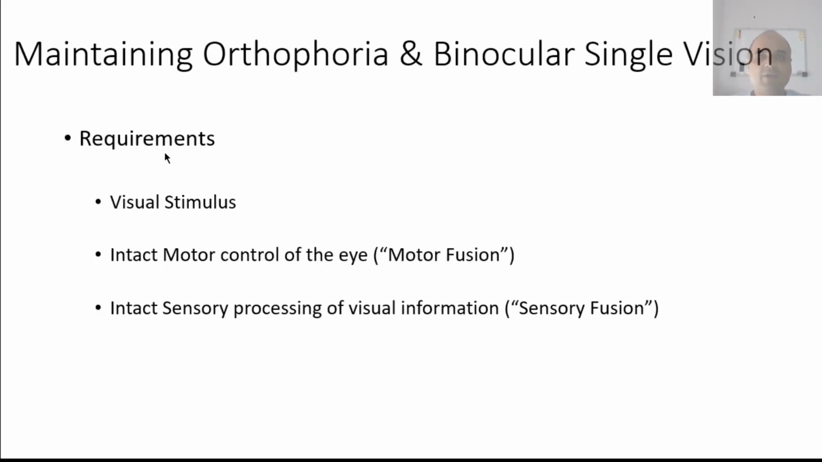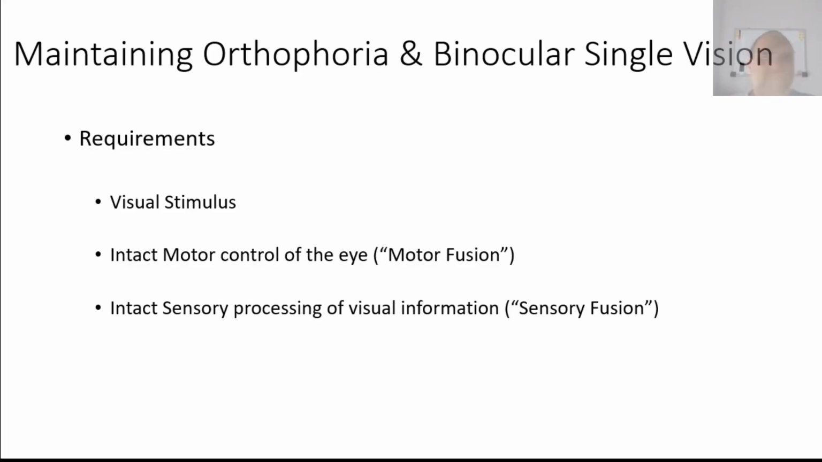So this is the requirement for having binocular single vision. You must have a stimulus so that your eyes are pointed towards that direction, and a loss of stimulus can result in your eye wandering off, as we'll just do in a bit. Then you should have intact motor control so that you can actually point your eyes towards what you want to look at. And then you should have sensory control so that the information taken from the retina, the image produced on the retina, can be fused together in the visual cortex.